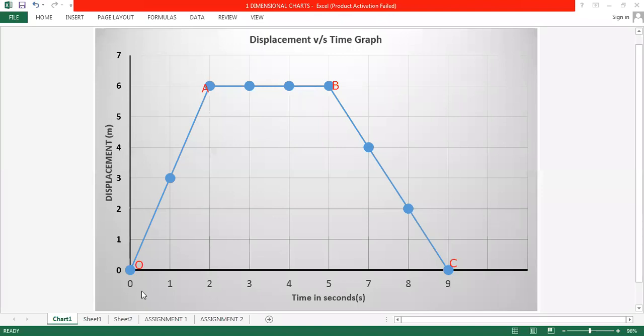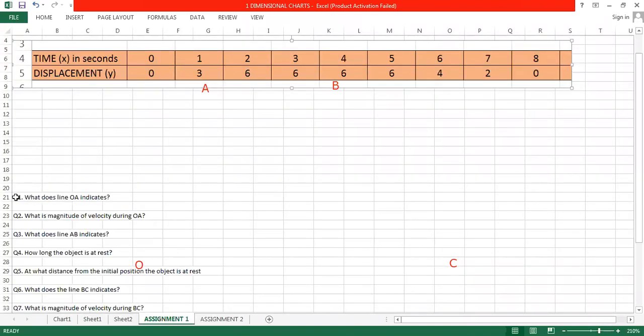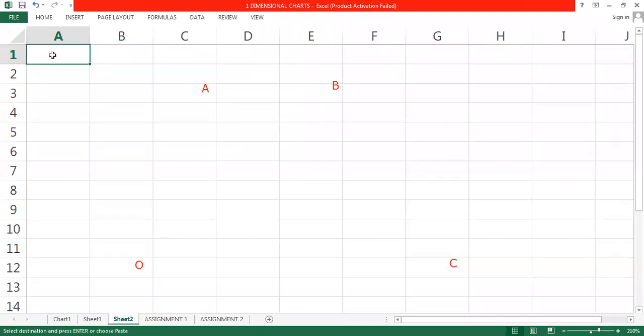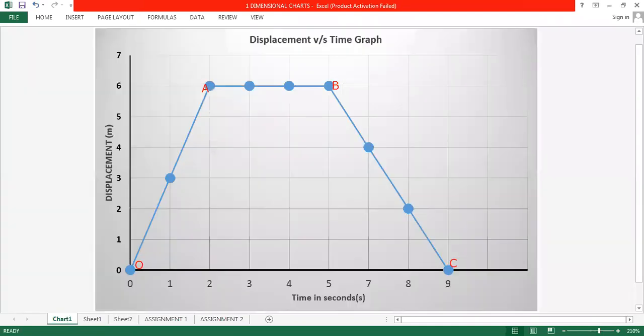Now you have to write the questions, and then you are going to write the answer. So we start with the series of questions. The first question: what does the line OA indicate? Write down. That's our first question.